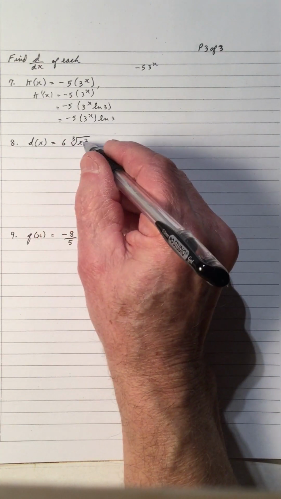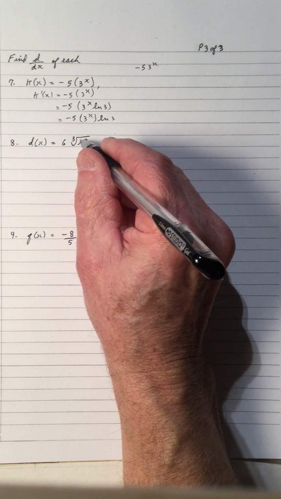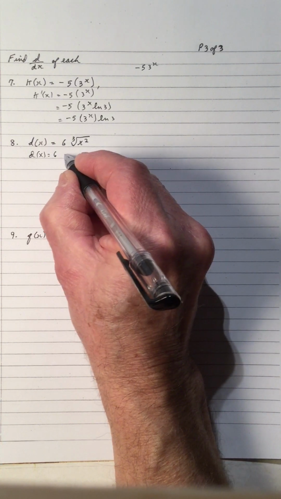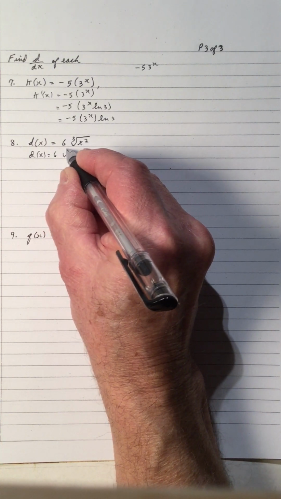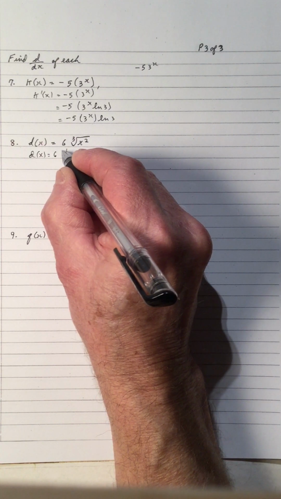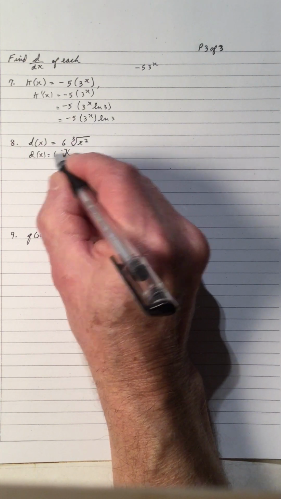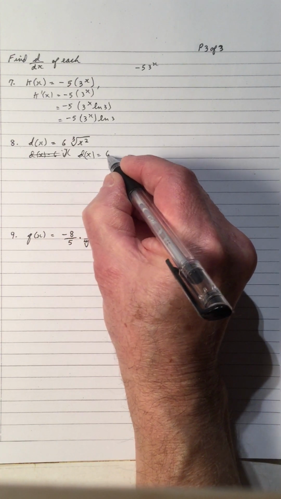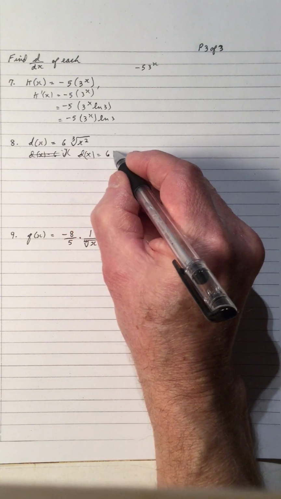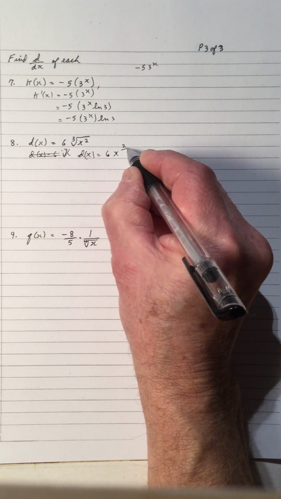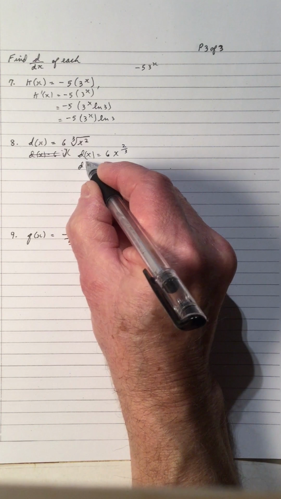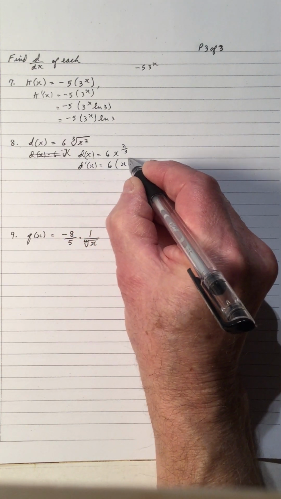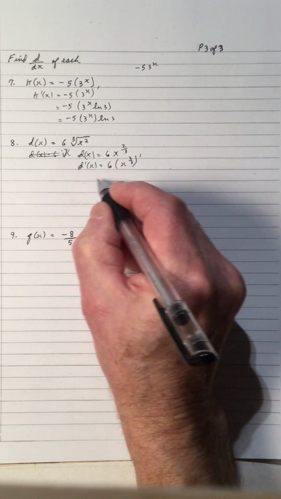And we got to do this one, and again, this is a root, so d of x equals 6 times the cube root of x squared. Oops, sorry about that. Let's do a better job than that. d of x equals 6 times the cube root of x squared, which is x to the 2/3. And so now we do the derivative of d of x. 6 times x to the 2/3, we're going to do the derivative.